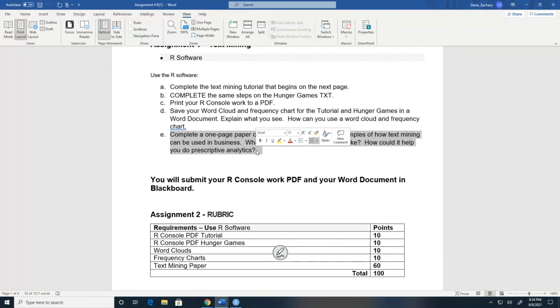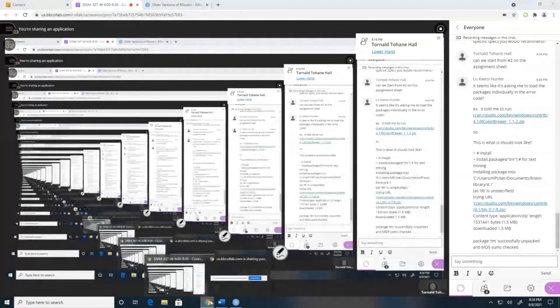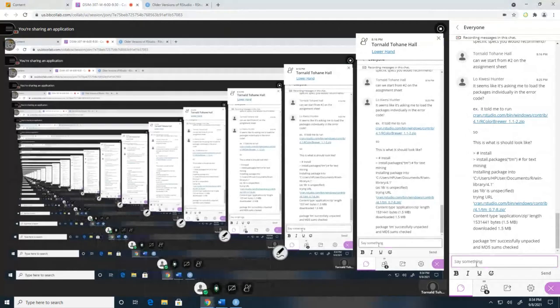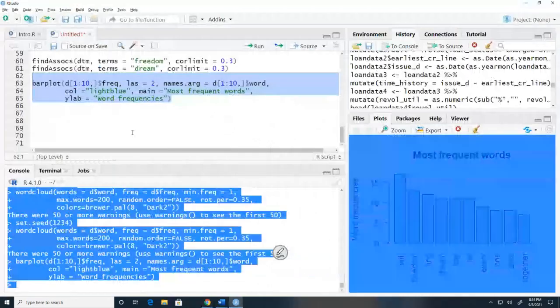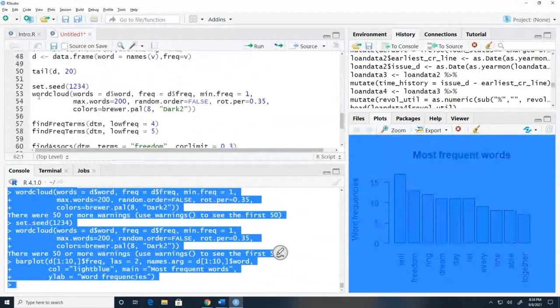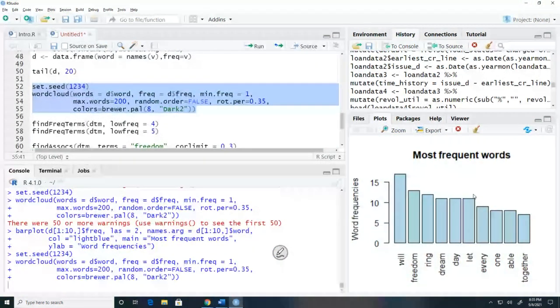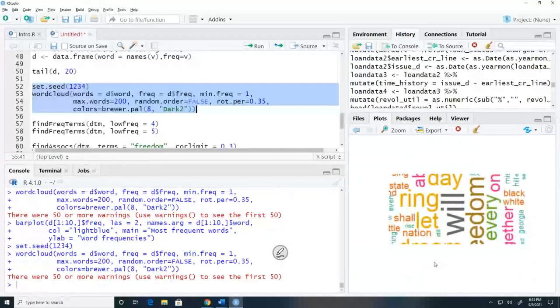Okay. So I got all the way to the end and I see the same stuff that you do, the plots and the word cloud, the I Have a Dream word cloud. So after I do this, when I just save it all, and then I do the same thing with the Hunger Games. Yes.